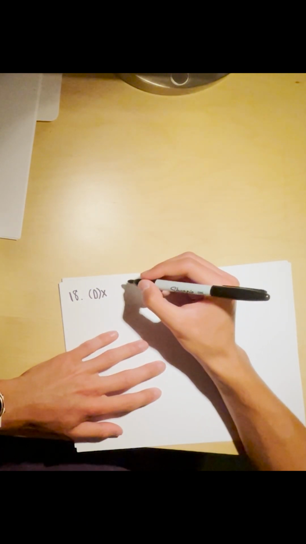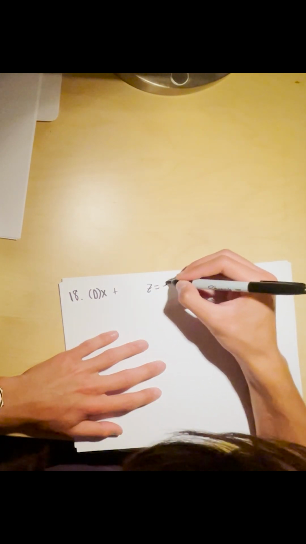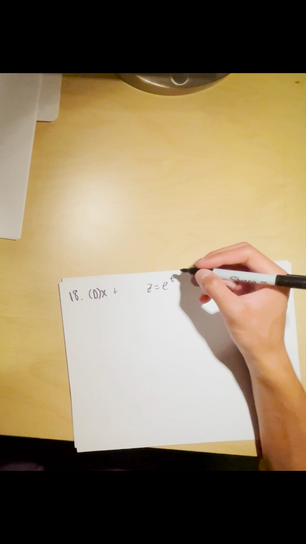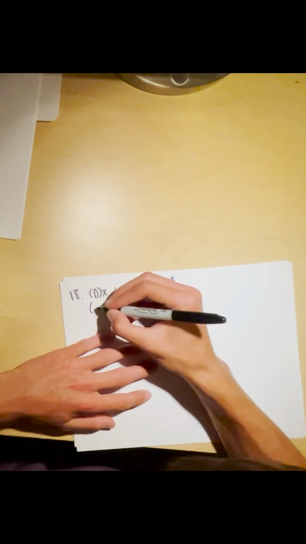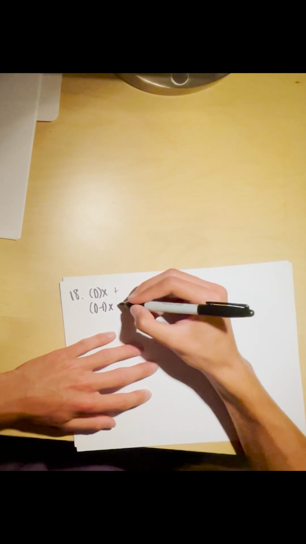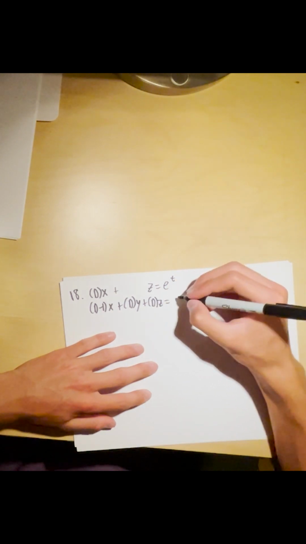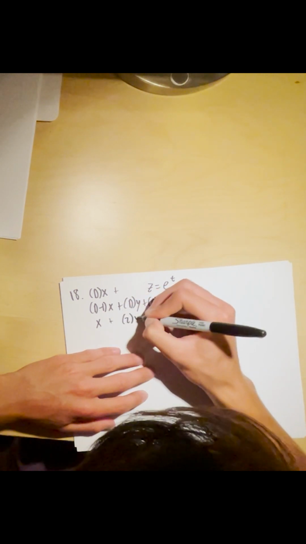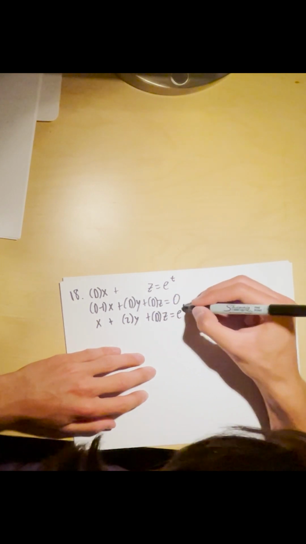So the equation is Dx plus, I'm going to leave some space, we'll see why later, plus z equals e to the t. Spoiler alert, this is a 3 variable system of differential equations in x, y, and z. For the next equation, we have (D minus 1)x plus Dy plus Dz equals 0. And for the last equation, x plus 2y plus Dz equals e to the t.